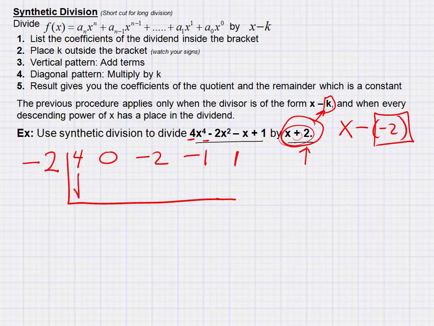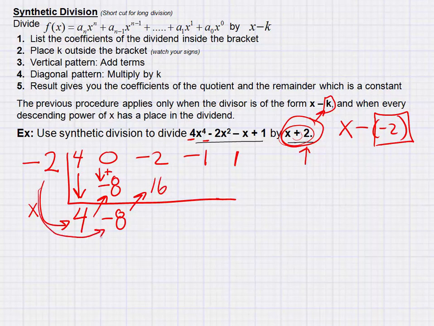So I'm going to bring the first term down, which is a 4. Then I'm going to multiply these together. That's going to give me a negative 8. Then I'm going to add vertically. So that gives me a minus 8, and continue this process. I want to get a positive 16, because again, I'm always multiplying this times this. I add straight down. I'm going to get a 14. Multiply again. I get a negative 28. Add, I get a negative 29. Multiply one more time. I'm going to get a positive 58. Add, I get 59. Okay.